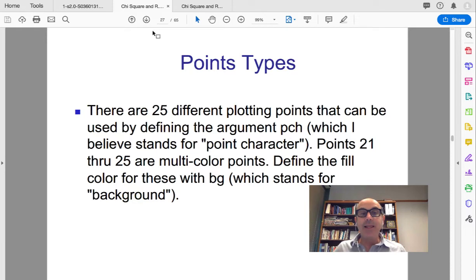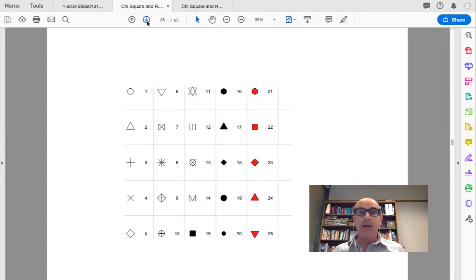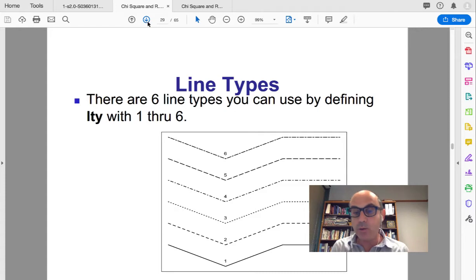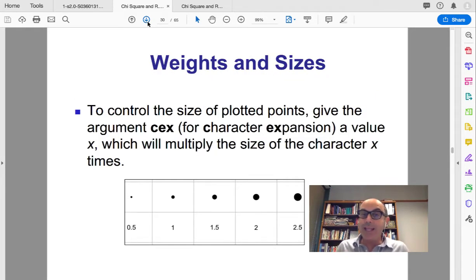So point types. There are 25 different points that can be used by defining the argument. And point 21 through point 25 are multiple color points, which define the fill color of those backgrounds. So we have some settings that we need to encounter, 1 to 25. We also have the line types, and it goes from 1 to 6, and again, depending on your objective. The weight and the size are also part of your definition of how you want to display your graph.